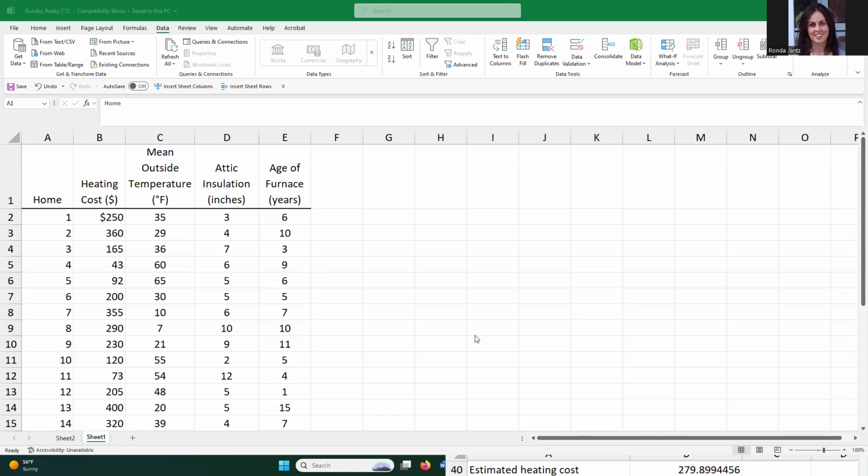This week we are going to do a multiple regression. You've likely done this before if you've taken the Stat 280 class. We are going to look at our heating costs and see if they are influenced by temperature, insulation, or the age of the furnace. If you have not yet loaded the data analysis add-in, you can do so now.